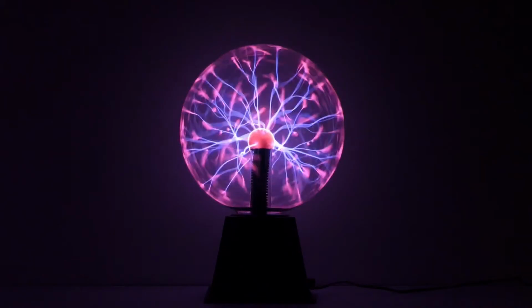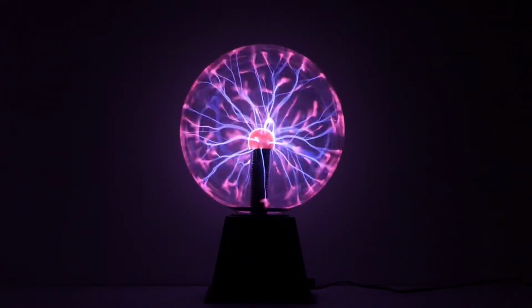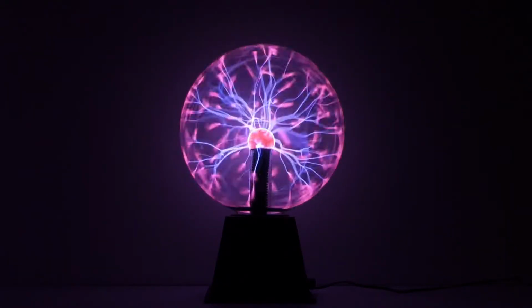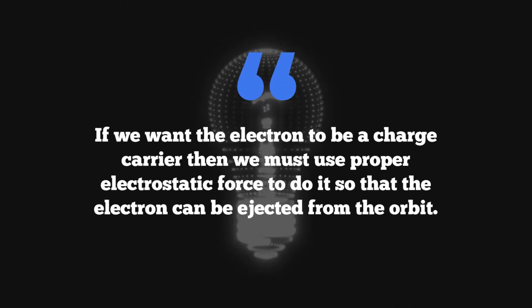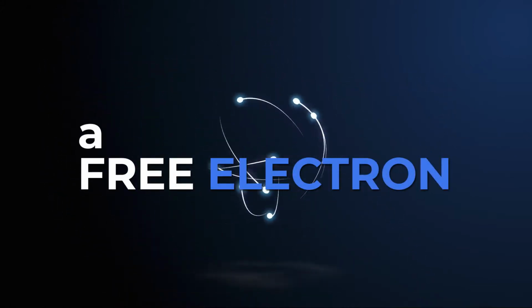But if you want to generate electricity, then these electrons must flow. Now, if we are thinking about the flow of electrons, then we will have to make the electron a charge carrier. If we want the electron to be a charge carrier, then we must use the proper electrostatic force so that the electron can be ejected from the orbit. Then only it will become a free electron.